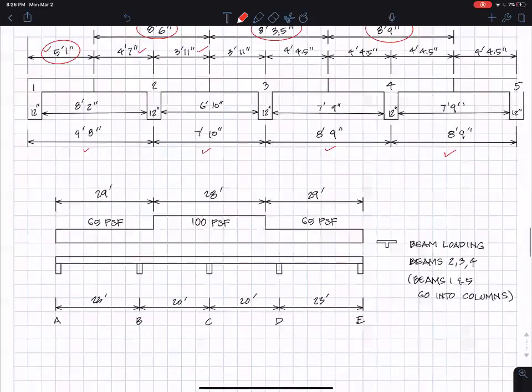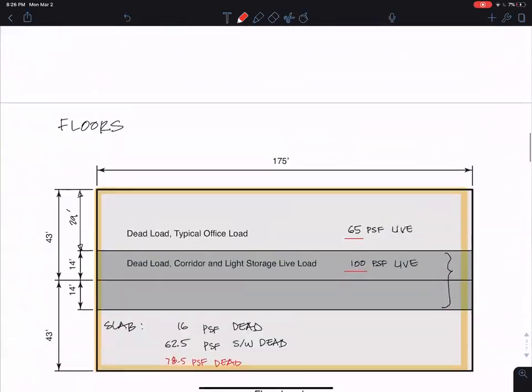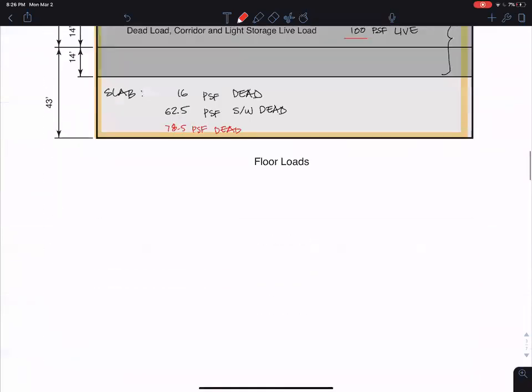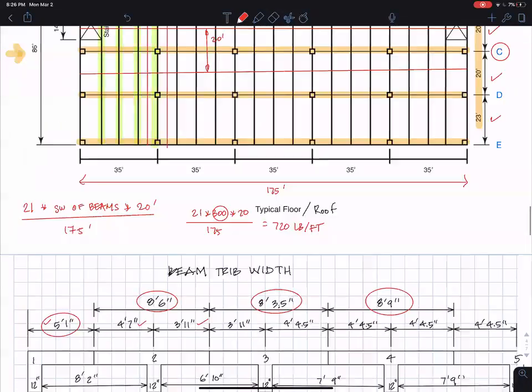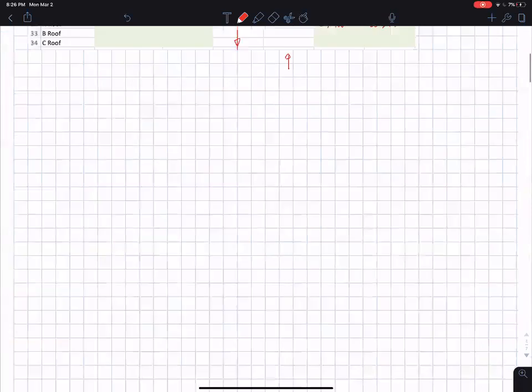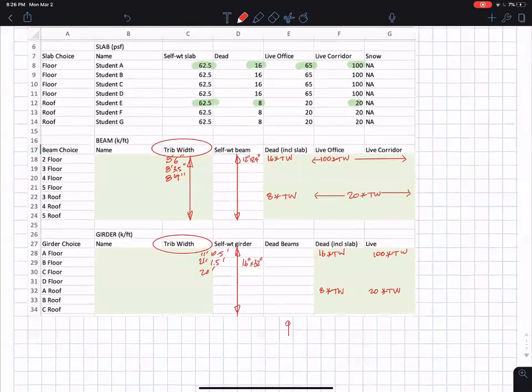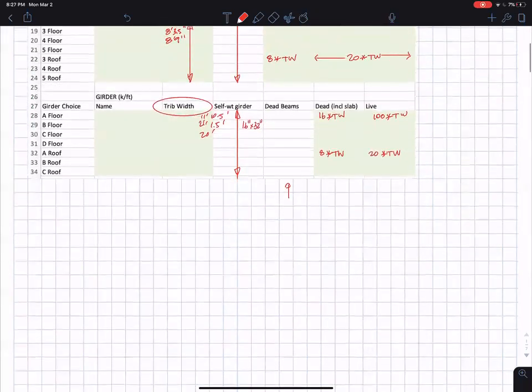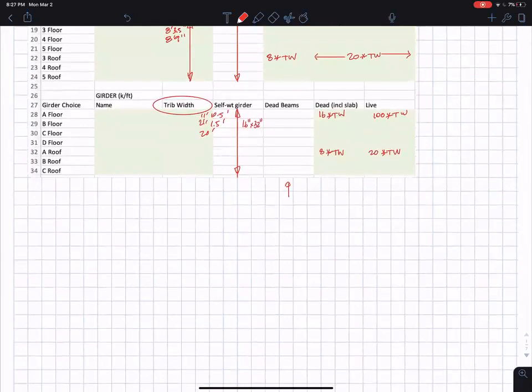You can get that number from, let's see where our loads score sheet is. There it is. Here, this is the beam self-weight. Now, let me show you how to calculate how much a 12-inch by 24-inch beam weighs, and it's a little trickier than you think. Here's the slab. Here's the beam.